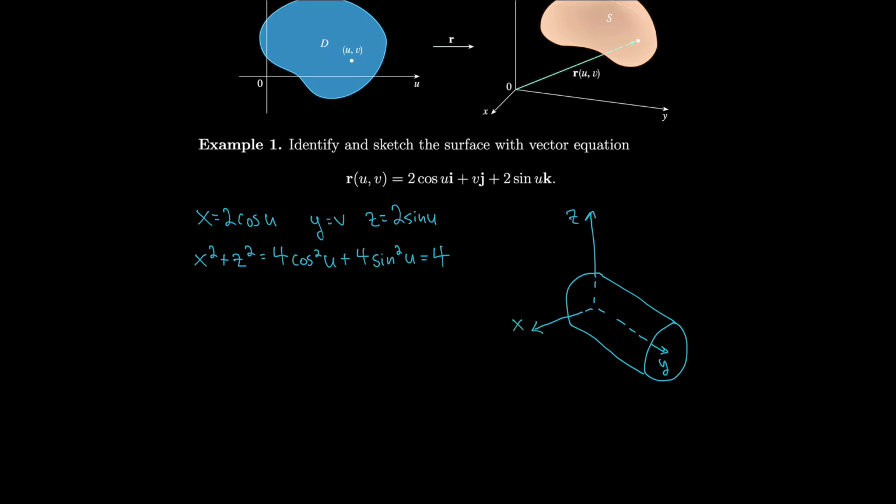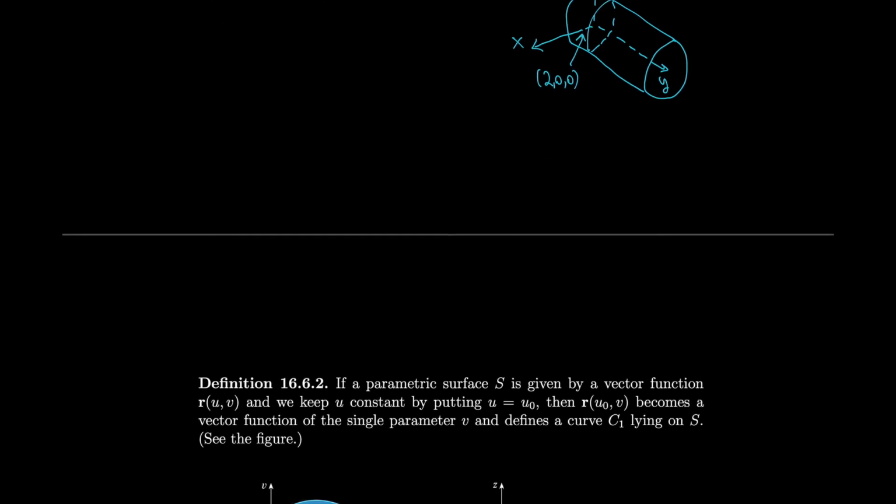So it looks like it intersects the x-axis when y and z are 0. That would be when x is 2, so this is the point (2, 0, 0). Similarly for z, that would be the point (0, 0, 2). Notice all of these circles are x squared plus z squared equals 4. These little cross sections that we get. So that's our surface, our parametric surface.